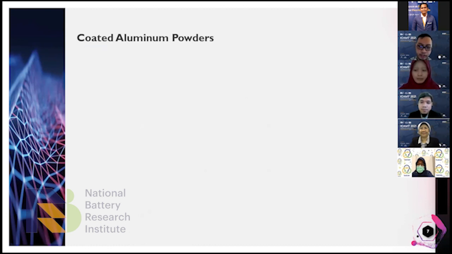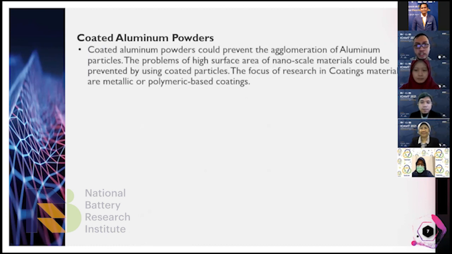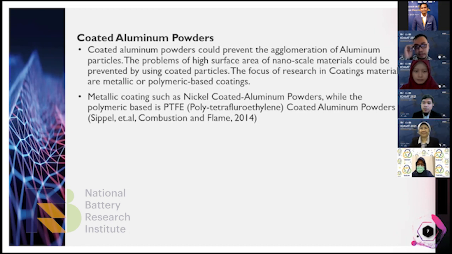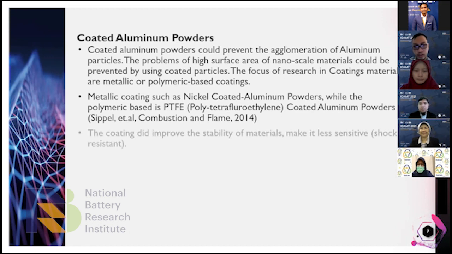Yeah, it brings us to another topic we have pursued to address the problems: the coated aluminum powders. Coated aluminum powders could prevent the agglomeration of aluminum particles. The problems of the high surface area of the nanoscale could be prevented by using coated particles. The focus of research in coating materials is on metallic or polymeric-based coatings. Metallic coatings include nickel-coated aluminum powders, while the polymeric-based is PTFE, polytetrafluoroethylene coated aluminum powders. The coating did improve the stability of the materials, making them less sensitive and shock resistant, so they are much safer to transport and to use.